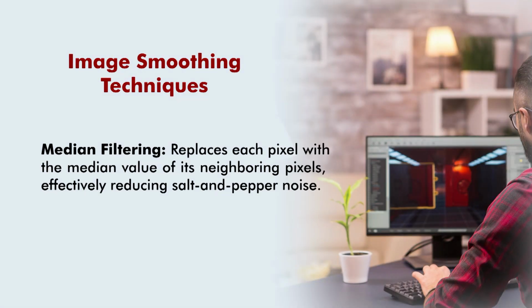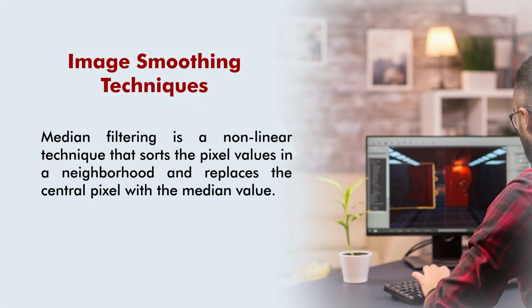image side by side. In the median filter, we replace each pixel with the median value of its neighboring pixels, effectively reducing salt and pepper noise. Median filtering is a non-linear technique that sorts the pixel values in a neighborhood and replaces the central pixel with the median value. So here is an example of median filtering applied to an image. For that, we have to insert the original image and the median filtered image side by side.